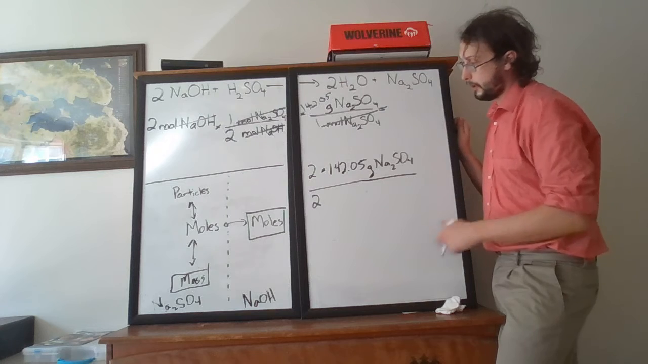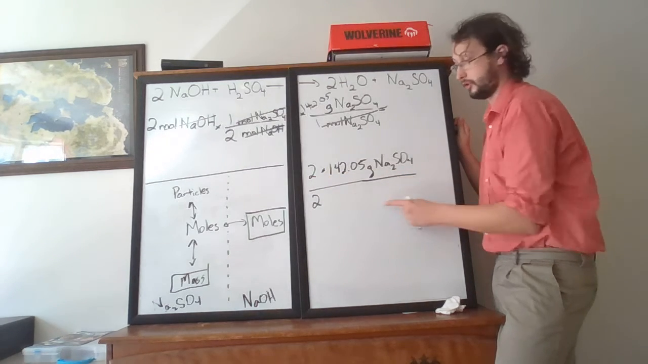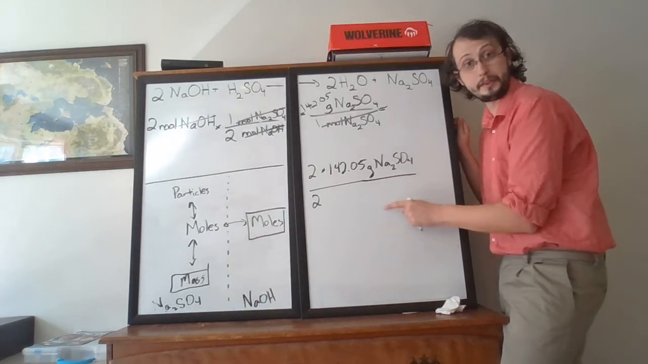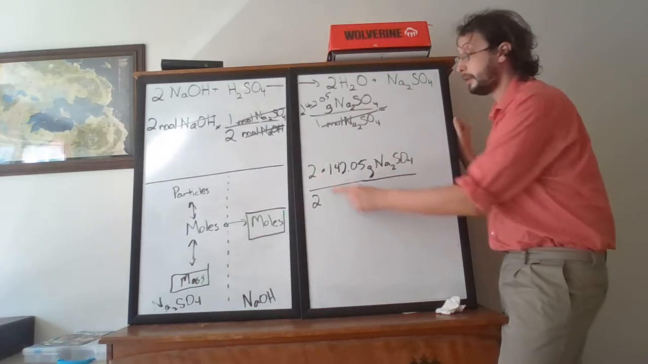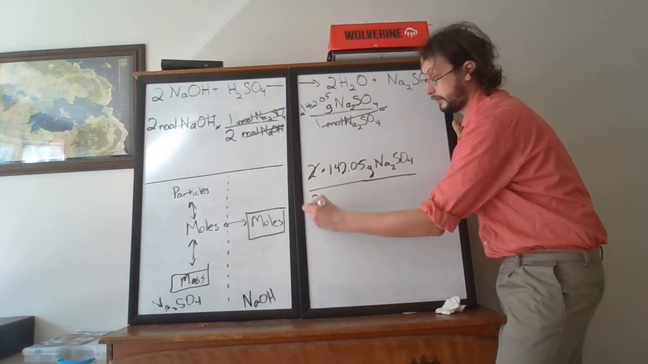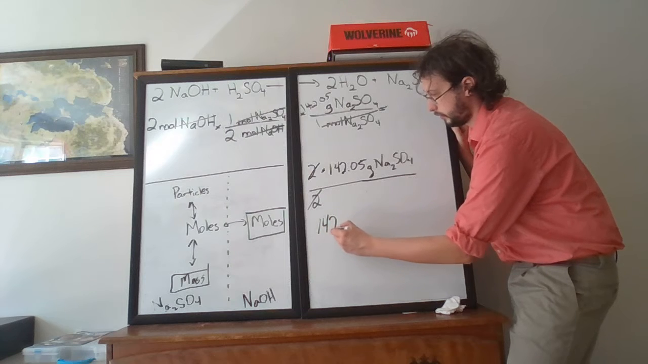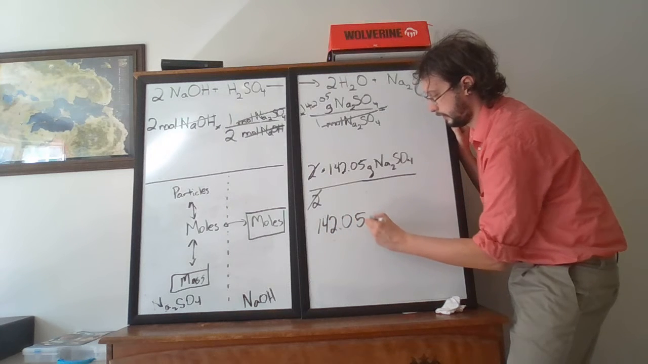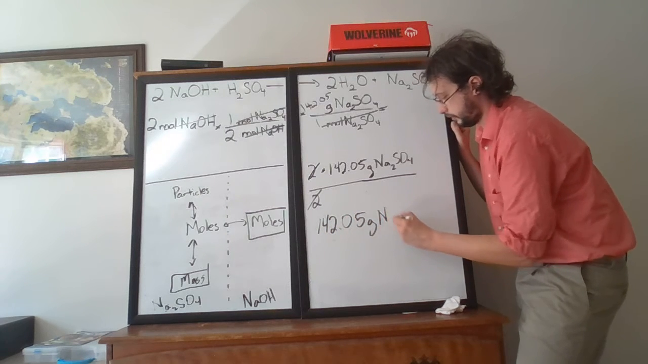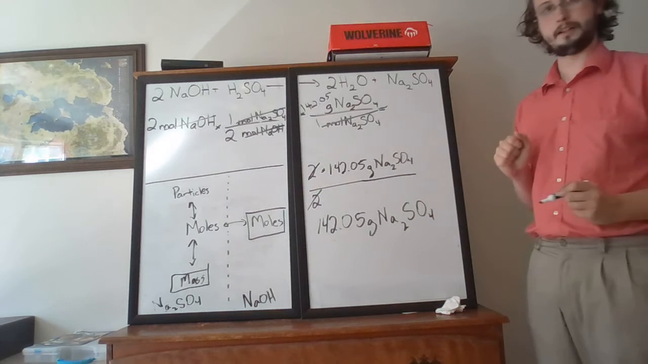But if we look at this, we see we have a 2 in the numerator and a 2 in the denominator, and there's no division, there's no addition or subtraction happening in the denominator. So we can actually cancel these out. So 2 divided by 2 is 1, so they cancel each other out, and we are left with 142.05 grams of sodium sulfate as our answer.